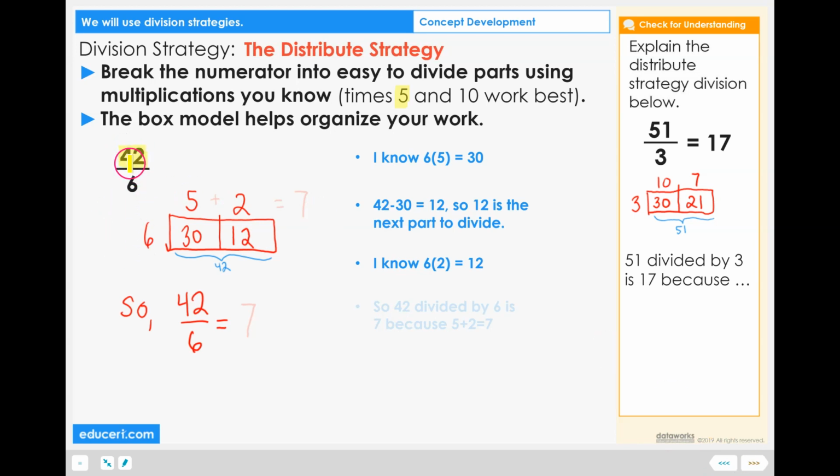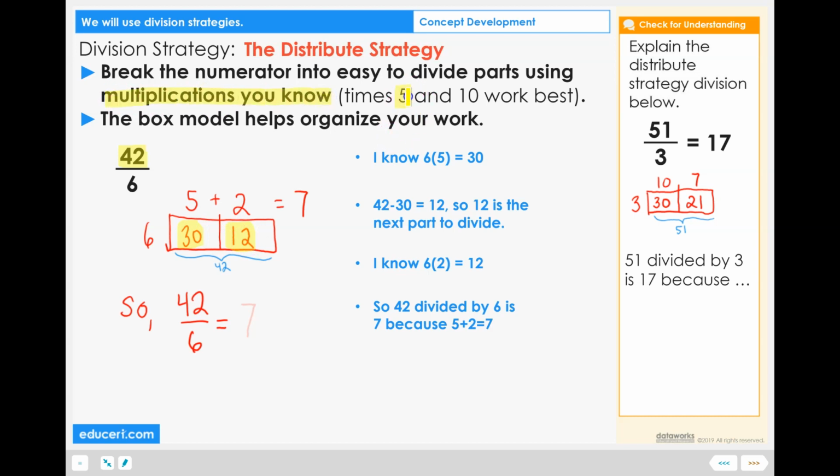Now we have divided 42 by dividing 30, which equals 5, and dividing 12, which equals 2. And so together, to divide the whole 42, we need to add together those two smaller answers. So 42 divided by 6 is 7 because 5 plus 2 equals 7. Instead of dividing 42 by 6, we actually split the 42 into 30 and 12 and divided these easier to divide parts, but we did it by using multiplications that we know.